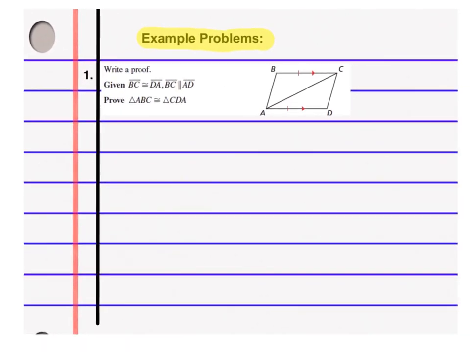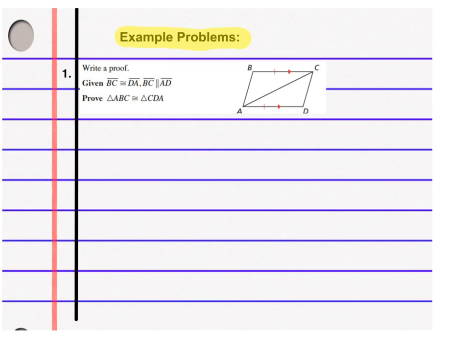All right, so we're going to be getting back into proofs, but people generally like them a little better in this chapter. So example problems number 1, write a proof. Given BC is congruent to DA, BC is parallel to AD, prove triangle ABC is congruent to triangle CDA. So please make sure you draw that diagram. Then I'm going to go ahead and set up my statements and reasons.